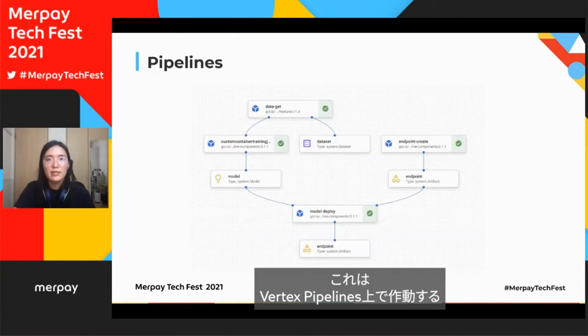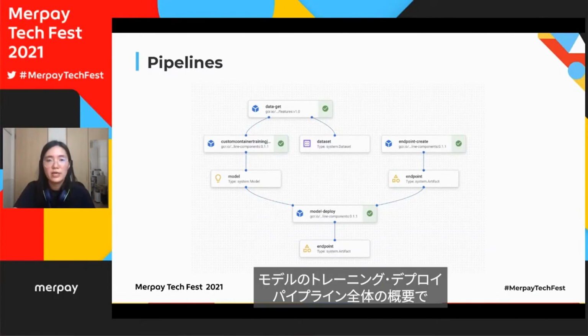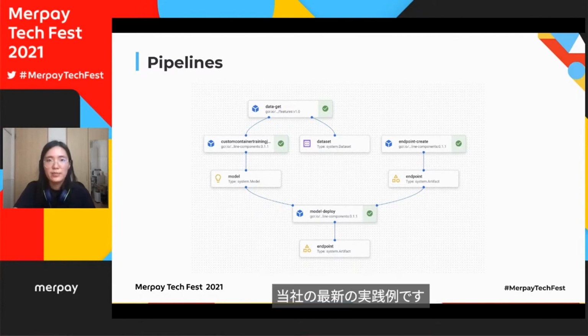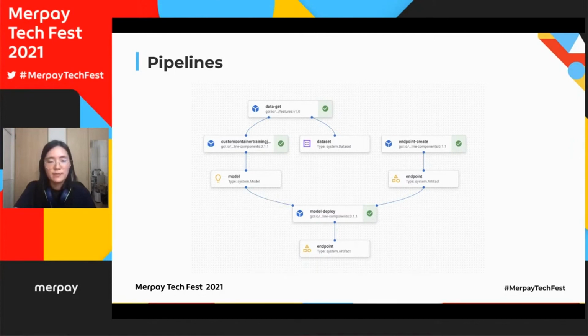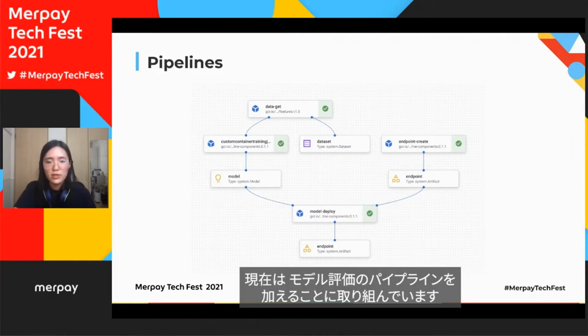Okay, and here is the overview of the whole model training deploying pipeline running on Vertex Pipelines. And these are our latest practices. We implemented the data get step and the custom container training job, and we deploy the model after creating the endpoint first. We are still working on adding the evaluation into this pipeline.